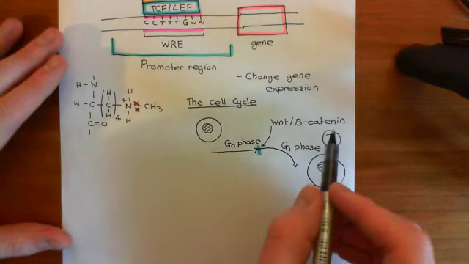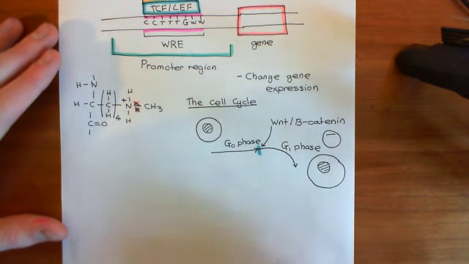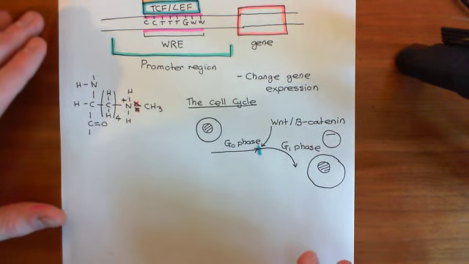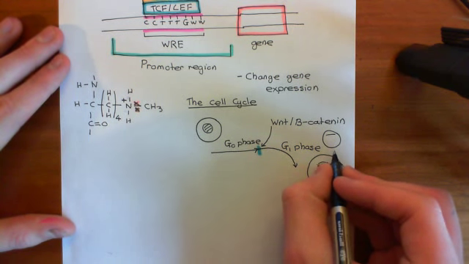Okay, right. So this is a chromosome that's going to represent what's going to happen to all 46, because I don't want to have to draw 46 of them out. Okay, right. So you're going to get ready to replicate the DNA.